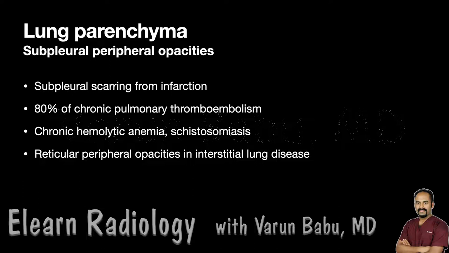Look for subpleural peripheral opacities. They tend to be scarring due to infarction. 80% are seen in chronic pulmonary thromboembolism. It can also be seen in chronic hemolytic anemia, schistosomiasis. Reticular peripheral opacities are typically seen in interstitial lung disease.